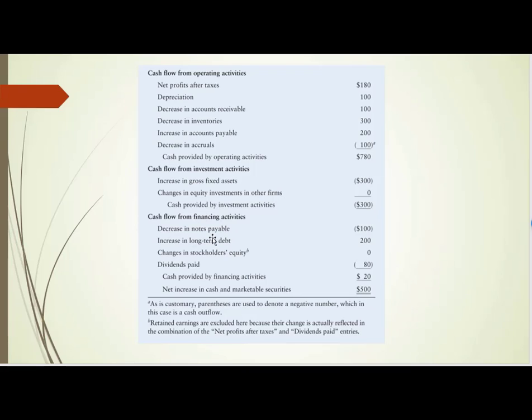Cash flow from financing, changes in interest payments, right? We also have dividends that were paid. So in this case, we ultimately had $220 come in from financing. So we had $780 plus $220. That's $1,000 came in the door. $300 went out the door. So the net increase in cash and marketable securities is $500. So essentially it says if you look at your checkbook, there should be $500 more there now than there was at the beginning of the year.